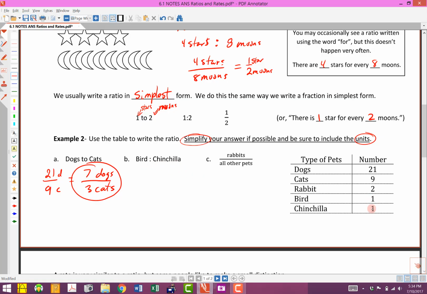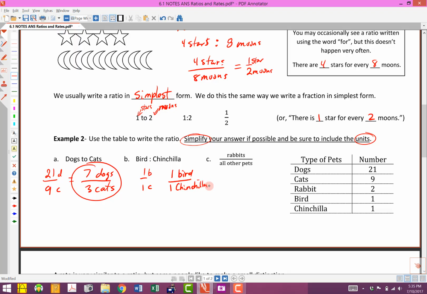So we've got birds right here and chinchillas right here. And again, I'm going to put a B here and a C here. There's nothing that we can do to reduce this. Now, the interesting thing is when we reduce this, we still want this to represent a ratio. So we would say the ratio is 1 bird to 1 chinchilla.